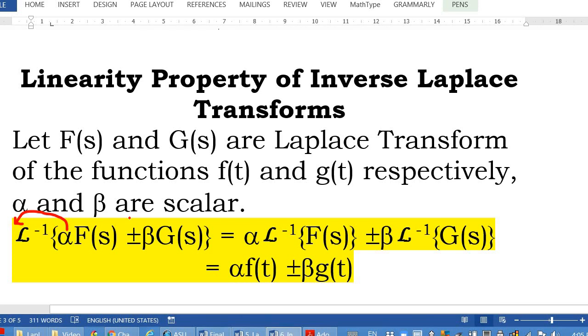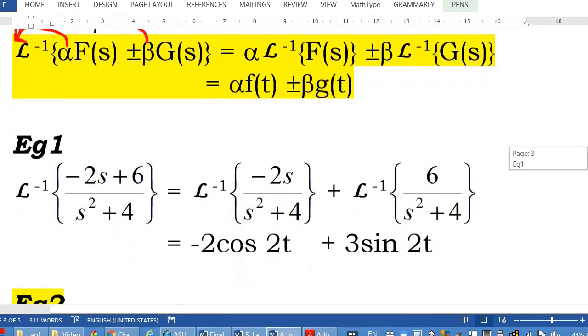Linearity means that if the operation here is plus or minus, then you can break the symbol of the inverse Laplace, and also your Laplace transform. And since beta is a scalar, you can also factor it outside of the symbol of the inverse Laplace, and this becomes plus or minus beta times the inverse Laplace of G(s). The inverse Laplace of F(s) gives you f(t), and the inverse Laplace of G(s) gives you g(t). So this is the so-called linearity property.